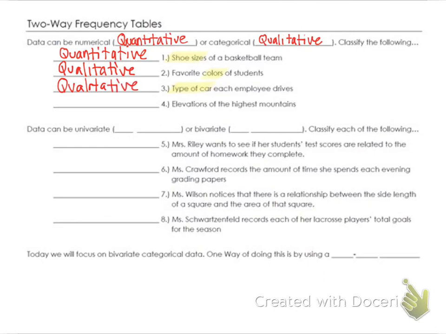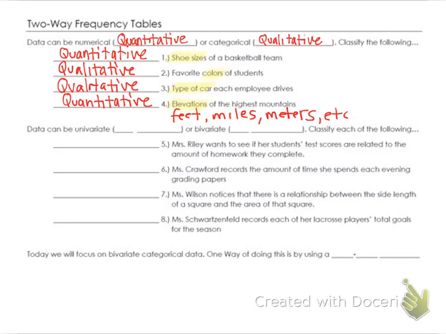And then for the last one, it says elevations of the highest mountains. So elevation can be measured in a lot of different ways, but keyword, it's being measured. And so this could be in feet, it could be in miles, it could be in meters, etc. And so in that case, if we're actually measuring something, then this is quantitative, or you can write numerical. So quantitative. The quantity of something.